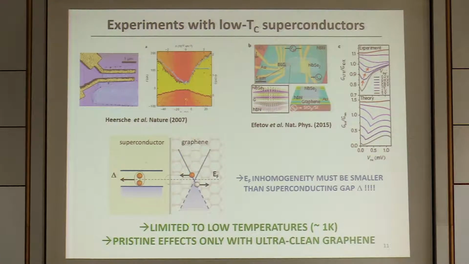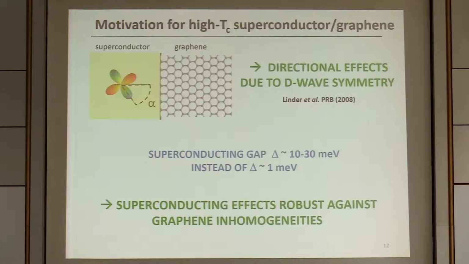Okay, so actually this is one of the, so to say, naive reasons why one would like to use high TC superconductors for this experiment, because high TCs have larger gaps, which are tens of millivolts, and then you can think of looking at these interesting effects even with not so clean graphene, with graphenes which have doping inhomogeneities which are quite large.